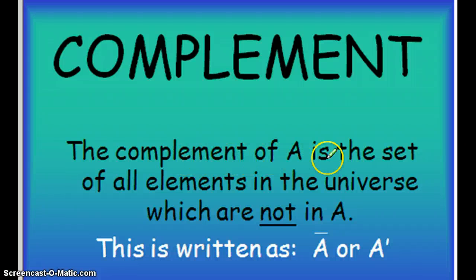The complement of a set is the set of all elements in the universe which are not in set A. Alright, so this is basically like thinking opposite. Like whatever's in A, if you want the complement, you want everything not in A. Okay? And there's 2 ways to write the complement. If we're talking about set A, we would put a capital A with a line over it, or a capital A with an apostrophe after it. Both of those mean the complement.